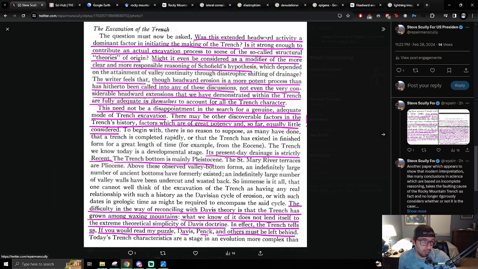Excavation of trench, was this extended headward activity a dominant factor in initiating the making of the trench? Is it strong enough to contribute an actual excavation process? So then he goes on to say: though headward erosion is a more potent process than has hitherto been called into any of these discussions, not even the very considerable headward erosions that we have demonstrated within the trench are fully adequate in themselves to account for all the trench character. He goes on to try to present an alternative, I believe.